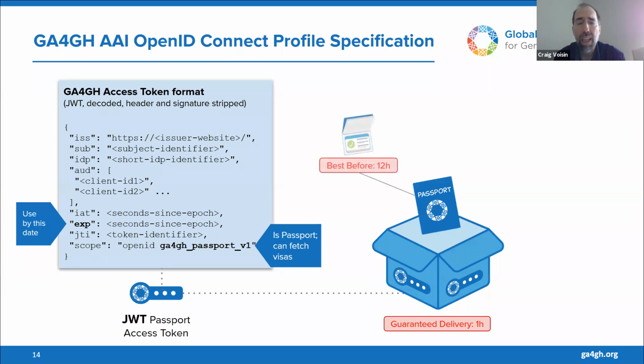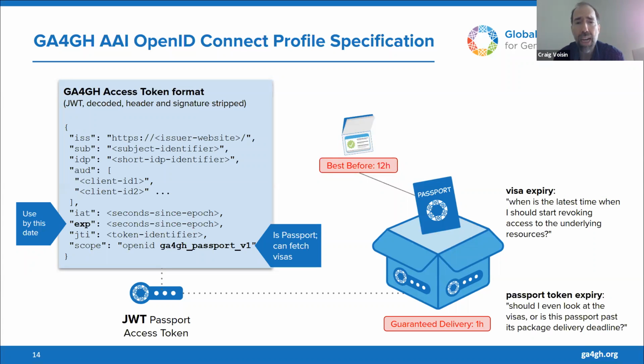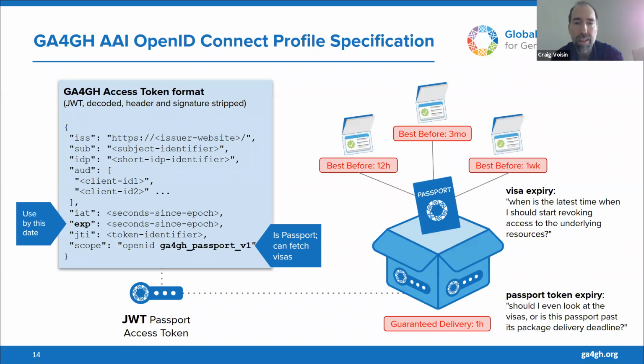Next. So underneath this are our visas. And so that's what's being delivered by this package: we have these visas. They also have expiries. And so notice that the expiry could even be longer than the package's guaranteed delivery. And so there can be multiple of them that have different best before dates, if you want to look at it that way.